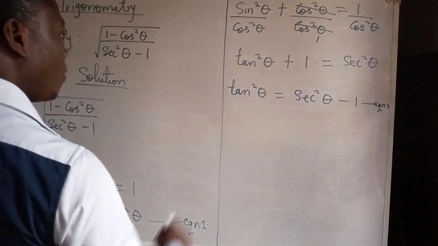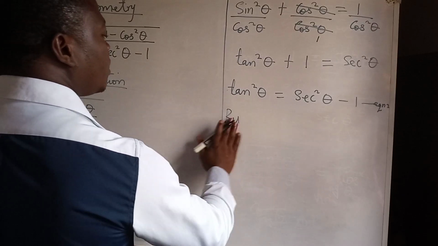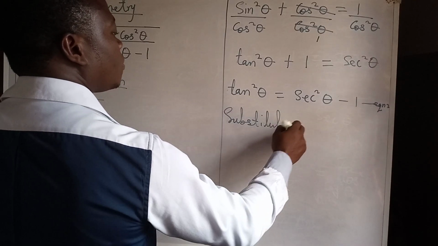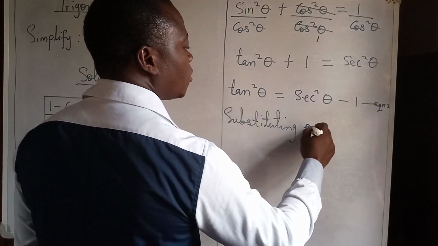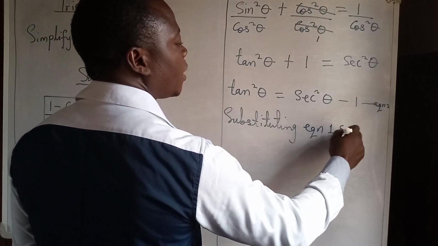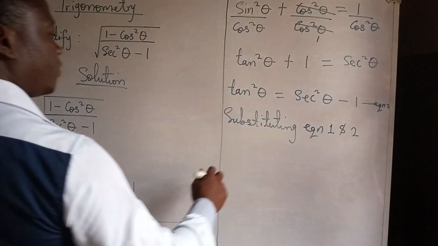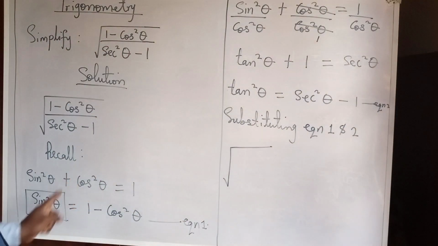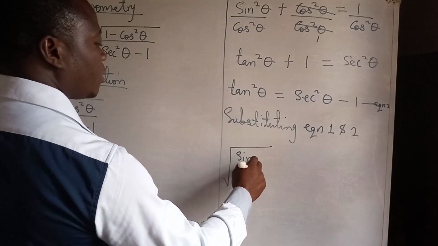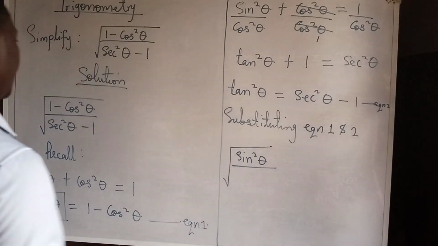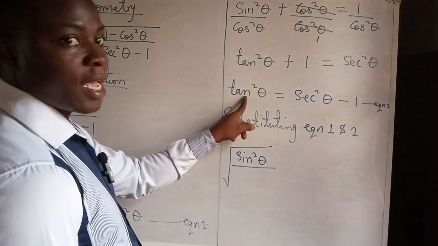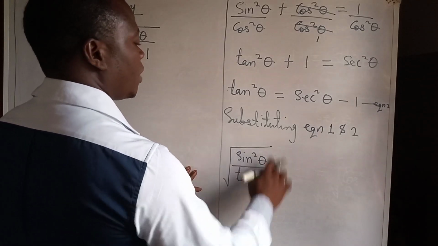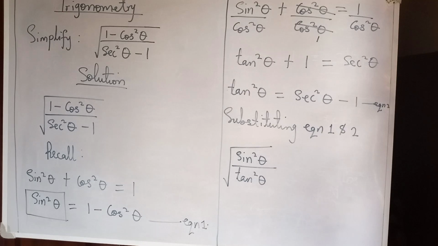All right, so by substituting equations 1 and 2, we have the square root of, 1 minus cos squared theta I can replace with sine squared theta, all over, and sec squared theta minus 1 can be written as tan squared theta. So that is very, very true.